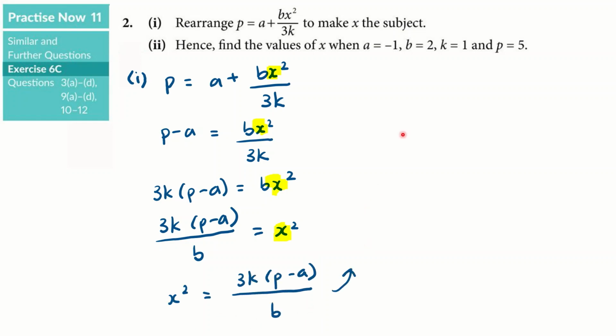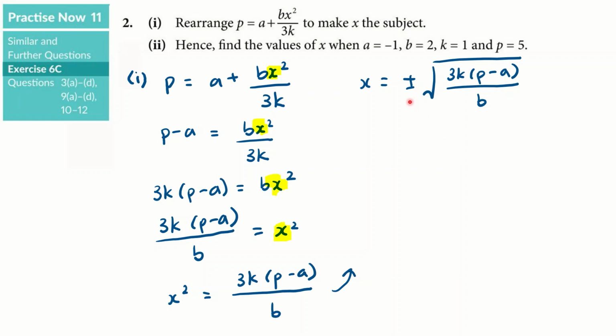Then I'll continue my working in the space here. Because we're going to take square root, I need to have both positive and negative. Hence, x equals positive negative square root of 3k times p minus a over b. I want us to remember that this square root sign is supposed to cover the entire fraction, so do write it properly. So that is how we solve part I.